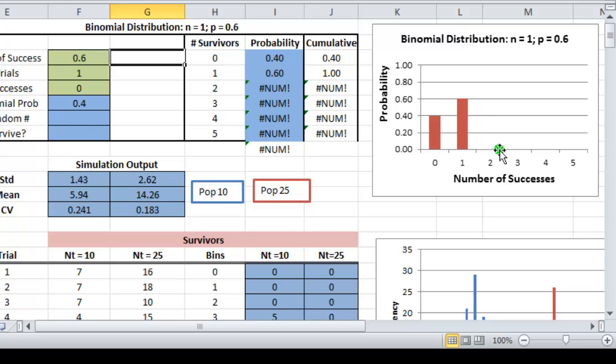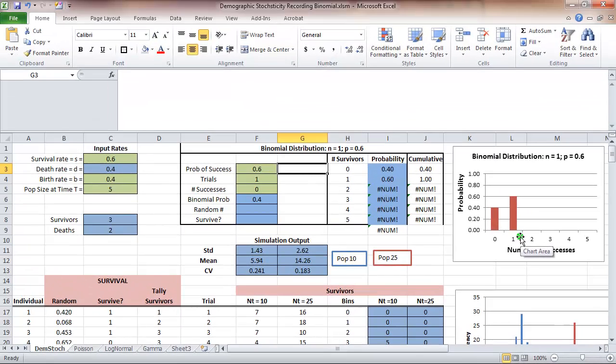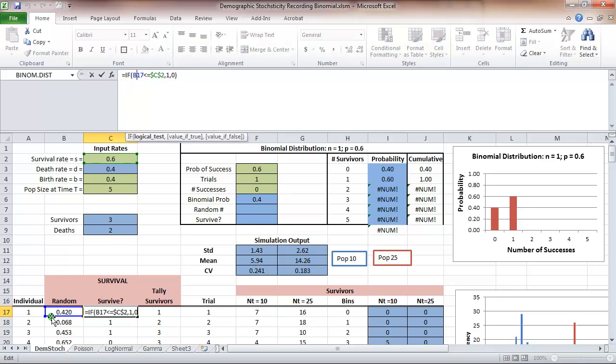The other way to think about this is to stack these two. So any random number between 0 and 0.4 will result in an outcome of 0, and any random number between 0.4 and 1, we'll just move this bar right over here on top, any of those random numbers will result in a number 1 as an outcome. And that's exactly what we have done with this if function. Our if function says, is the random number less than the value stored in cell C2? If it is, we'll return the number 1.